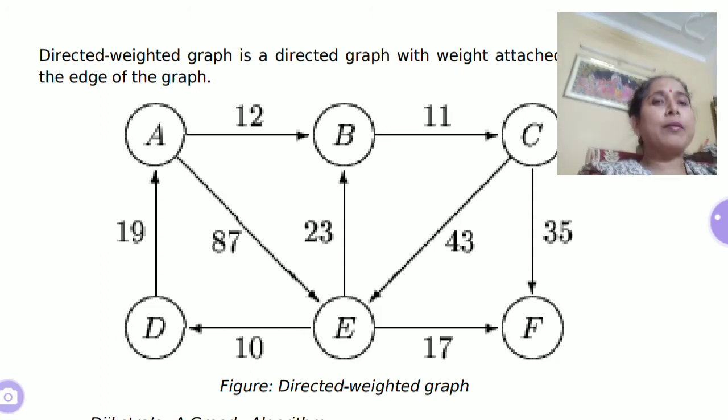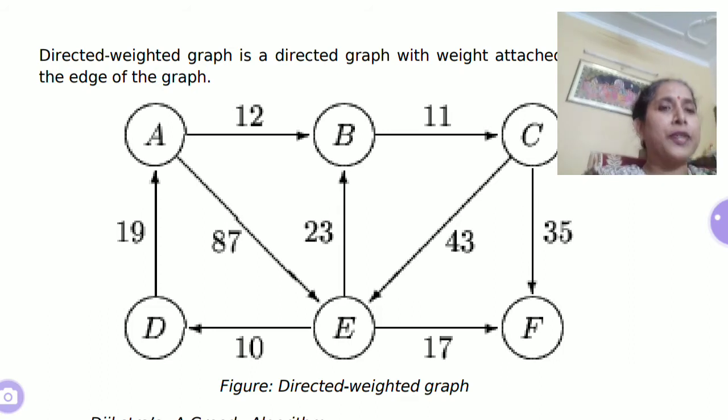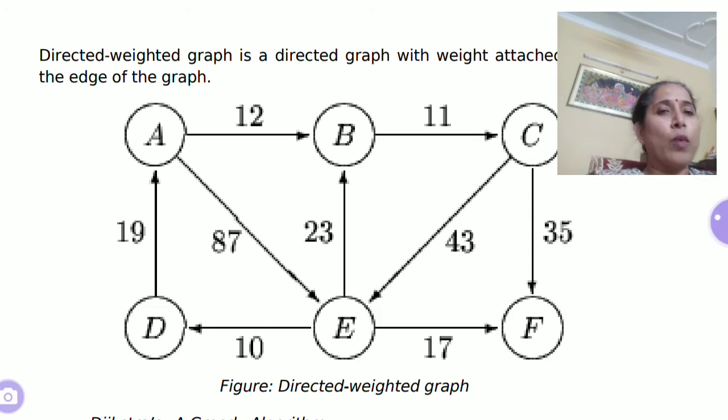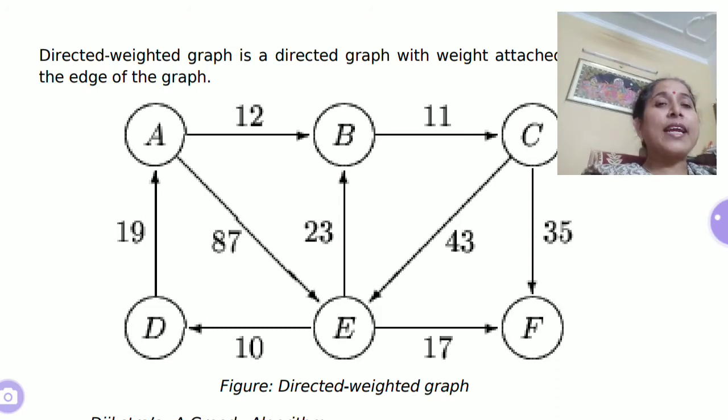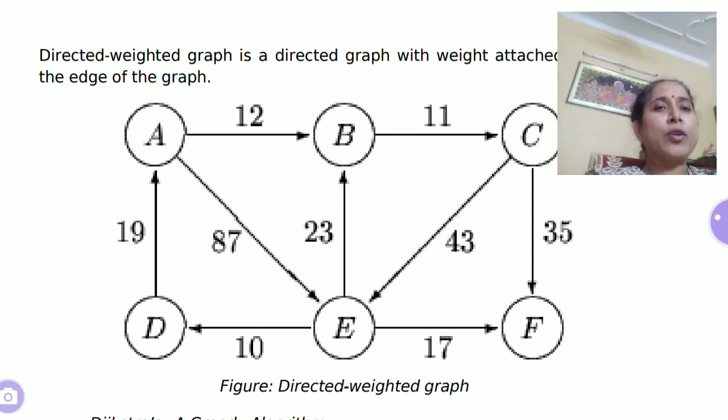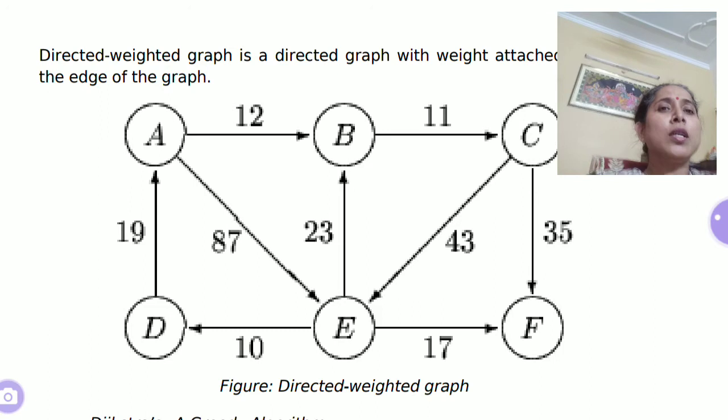And if I take the distance from A to E to F, where I am covering only one city, let's say E, one vertex has been covered. But if I calculate the distance between A to E and then E to F, the distance comes out to be, let's say 87 plus 17, 7, 7, 14, 1 carry 4, and 8 plus 1, 9, and 1, 10, 104.